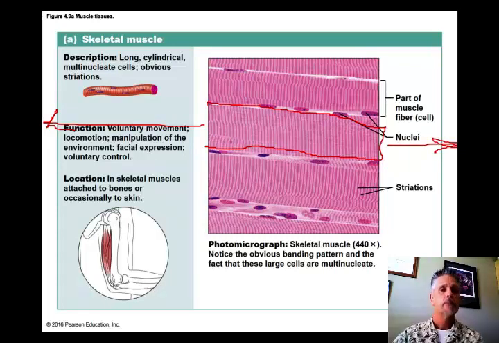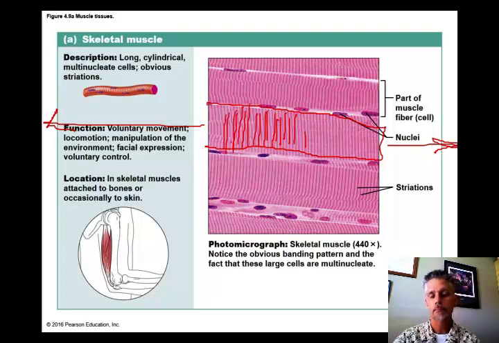Okay? So skeletal muscle moves the skeleton, is voluntary, right? You think about it and it happens. You voluntarily control it. It's multinucleate, and see how it has these stripes to it? These are called striations. It has to do with the organization of those myofilaments.